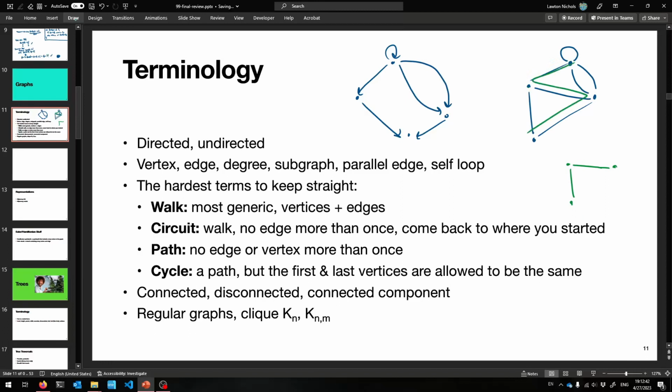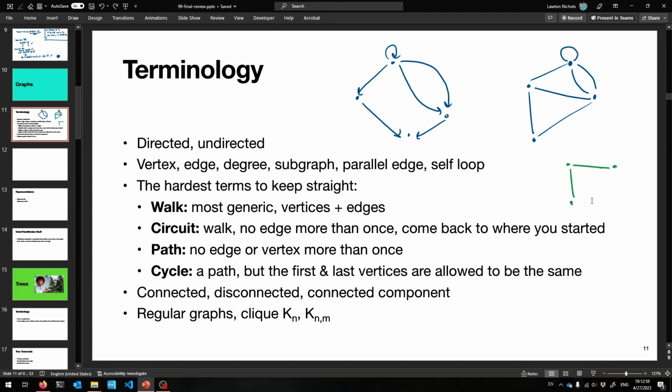So this is a little path, like that, and then a cycle would look something like that. You come back around. It's a path, except for the first and last vertices, they're allowed to be the same.